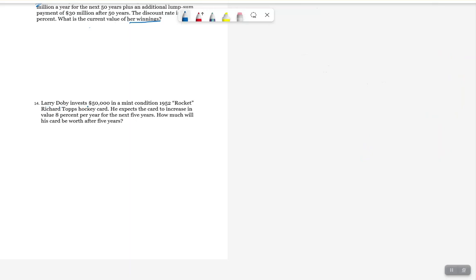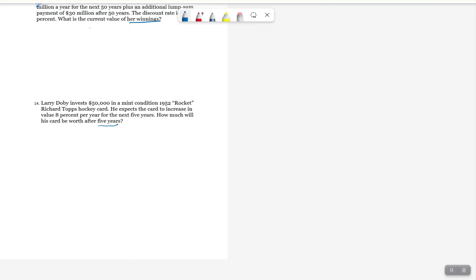Larry Doobie invests 50,000 in a mint condition 1950 Rocket Richard Toops hockey card. He expects the card will increase in value by 8% per year for the next 5 years. So that's what the question is saying, that the value is going to increase. How much is the value going to increase? It's going to increase by 8% for the next 5 years. How much is his card worth after 5 years?